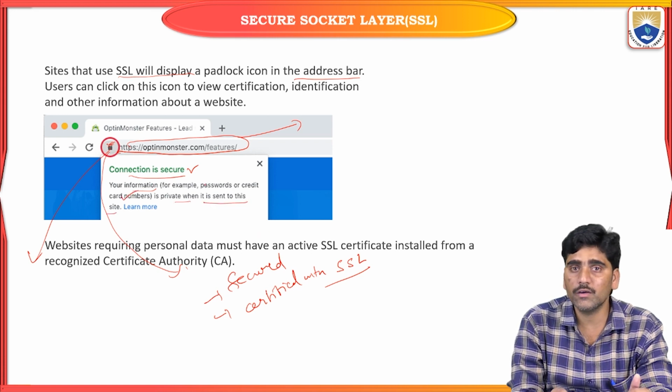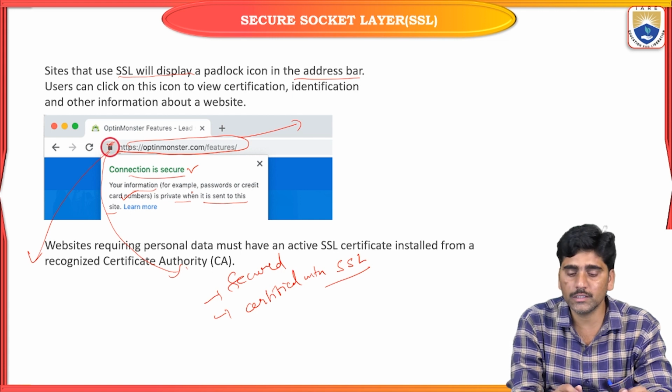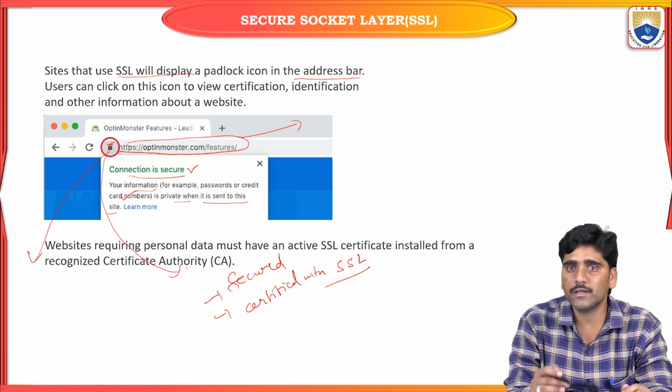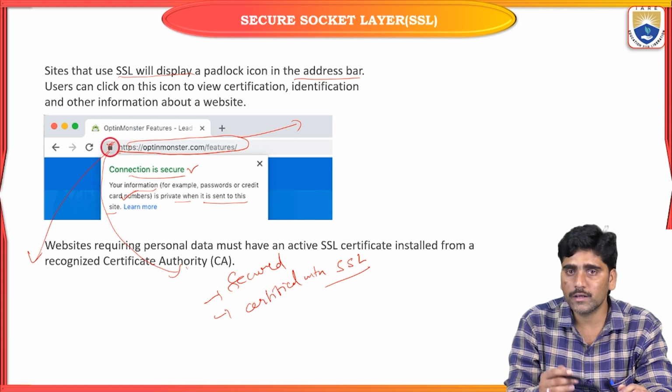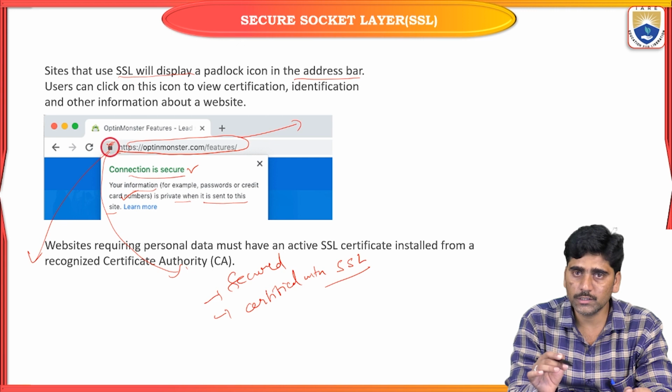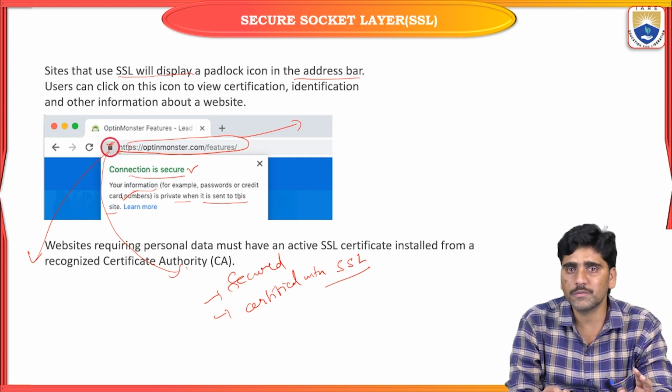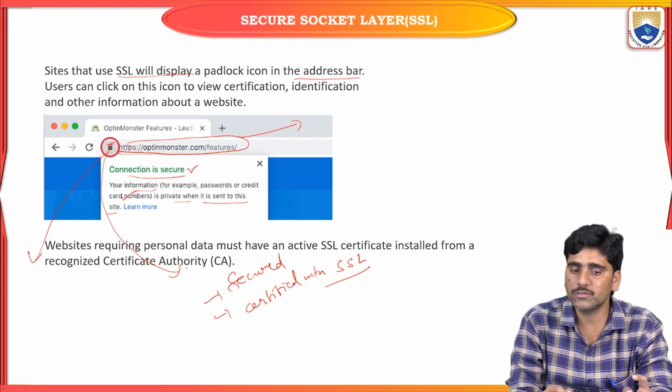So that means whenever you are typing some data on this website, all the data is encrypted as well as confidential. That's why, whenever you browse websites, you have to check once again whether that website is a secured website or not. How are you going to check?